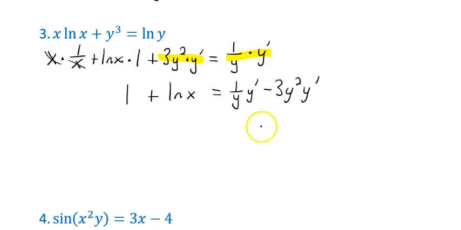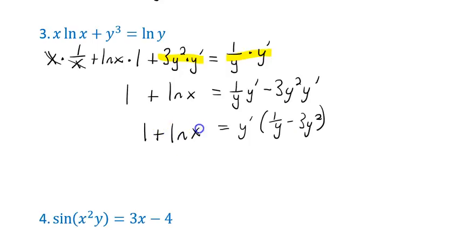But the steps from there on are really similar. I'm going to factor out a y prime and have 1 over y minus 3y squared. And then I'm going to divide by that piece. So I have 1 plus the natural log of x over 1 over y minus 3y squared, and that one solves for that derivative.